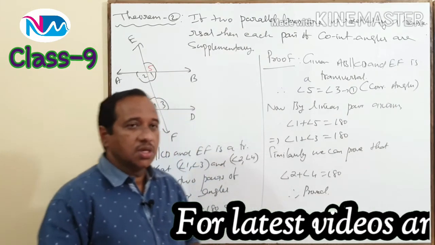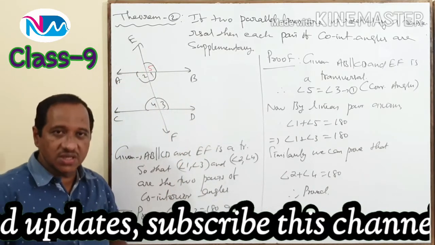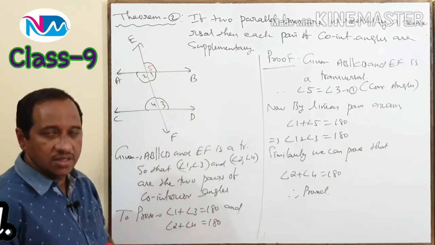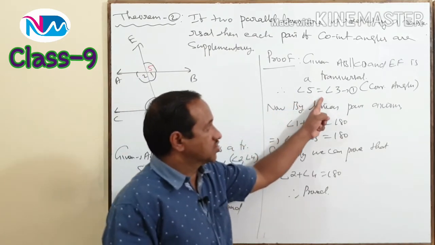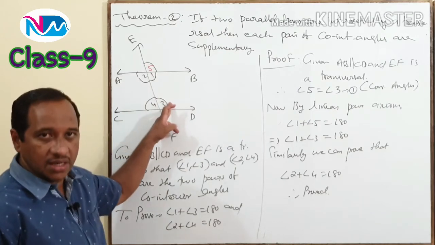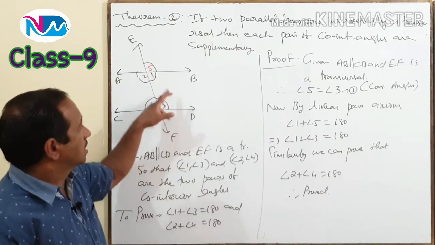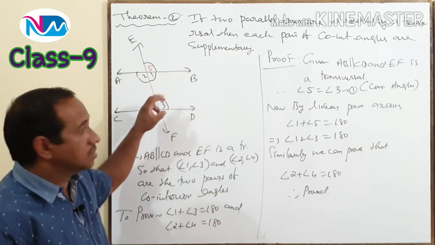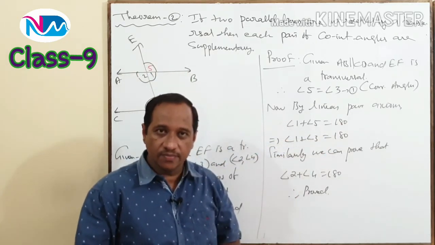In the proof, given AB is parallel to CD and EF is a transversal, therefore angle 5 is equal to angle 3 by corresponding angles axiom, and it is given equation number 1. That is, angle 5 is equal to angle 3. Now we have a linear pair, that is angle 1 and angle 5. By linear pair axiom, angle 1 plus angle 5 is equal to 180.